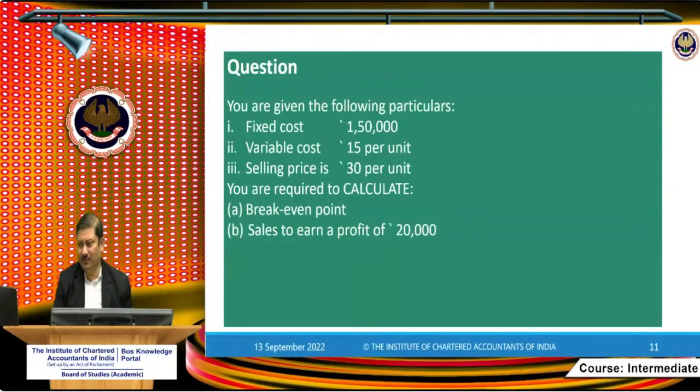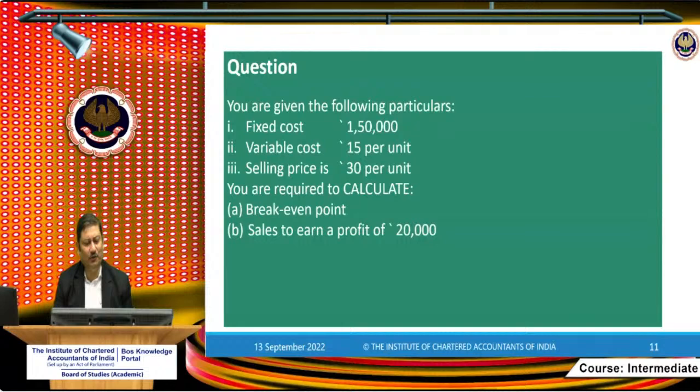Margin of safety, yes, Anushka, absolutely correct. Sandeep, yes, I think you have understood it. Rajinder, you are correct. So all of you have understood this particular concept.